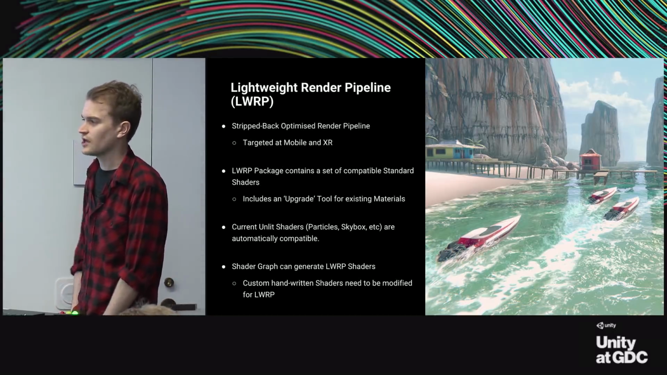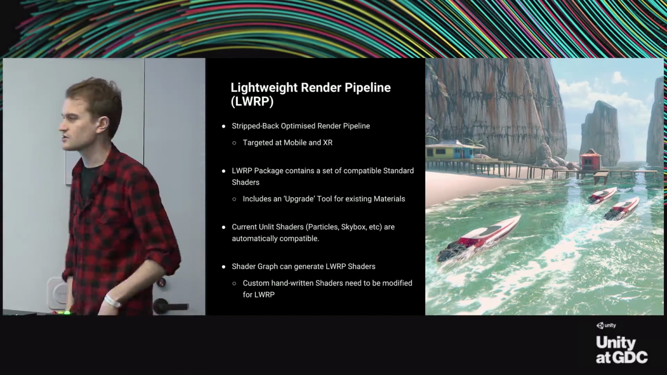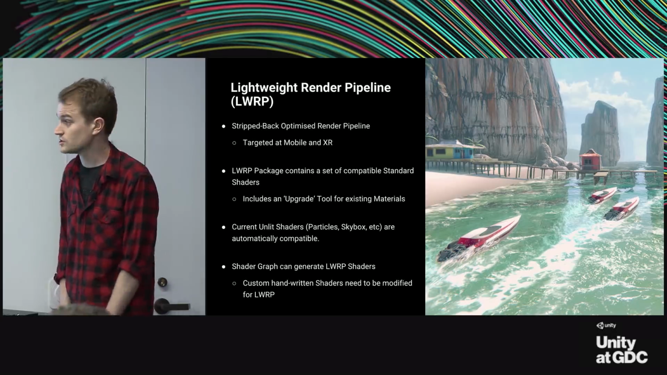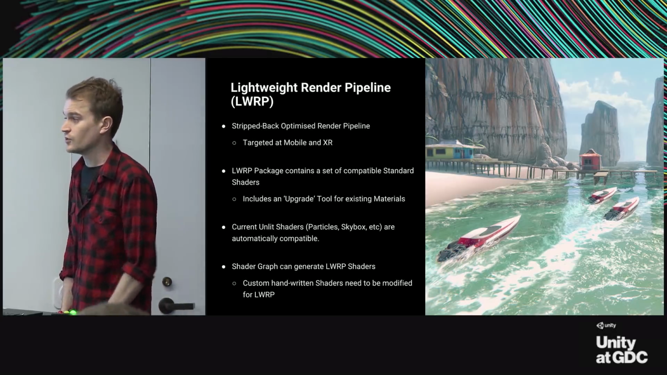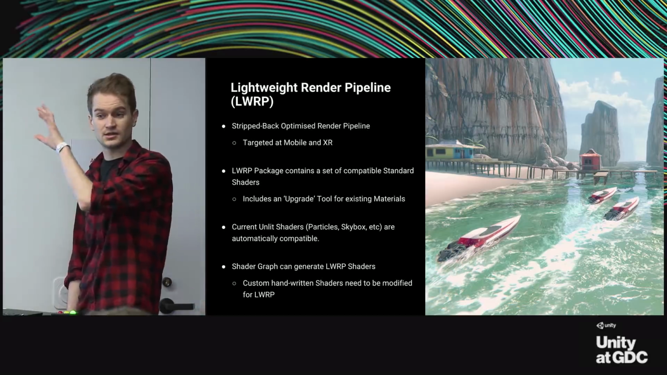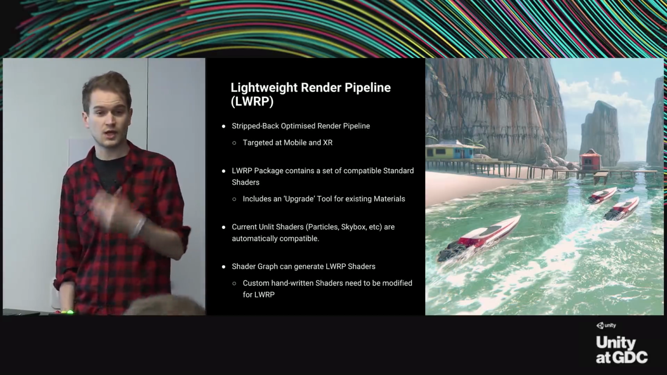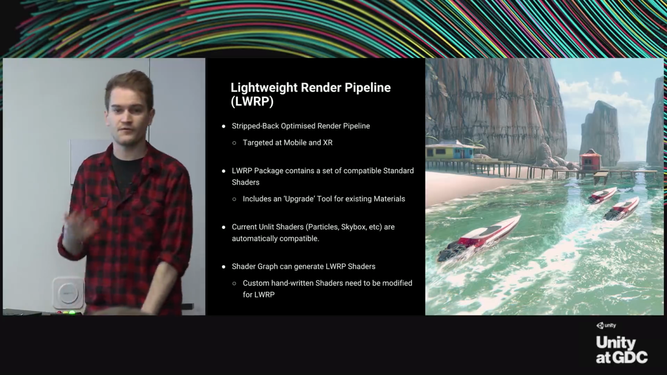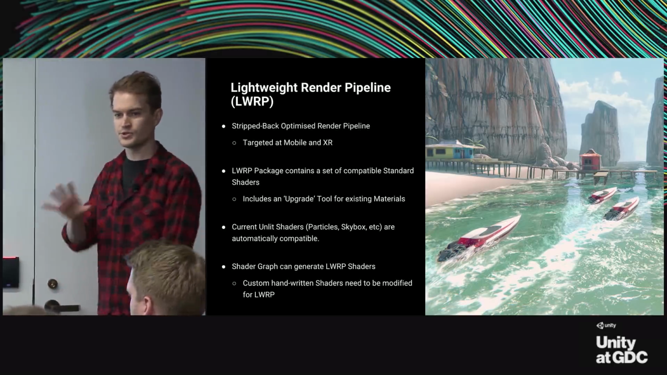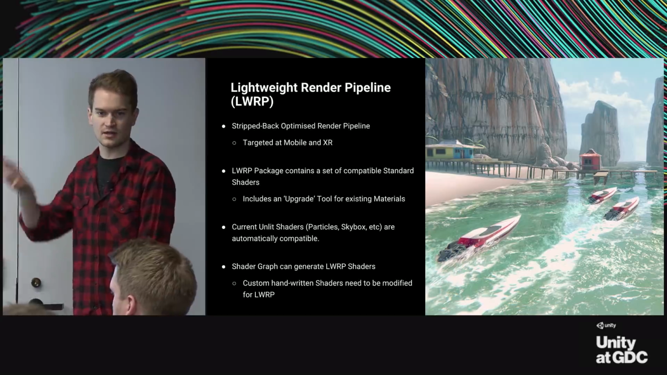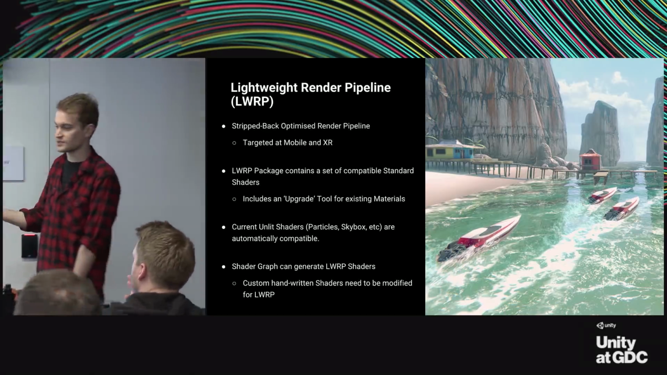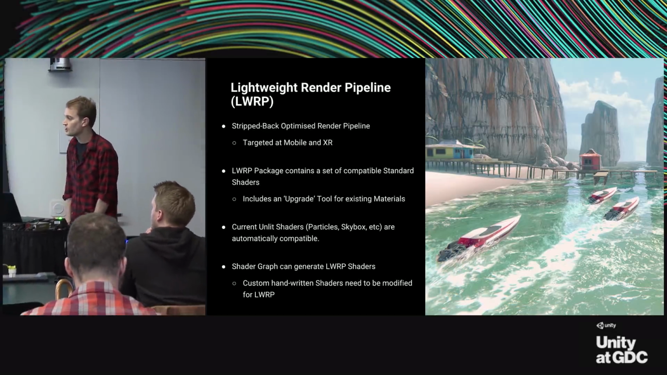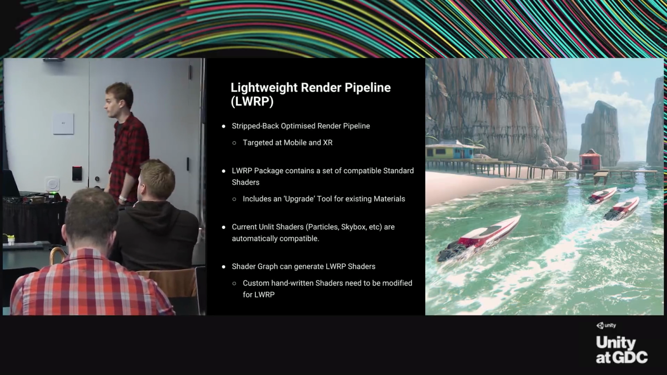Current unlit shaders like some particles and skybox are automatically compatible, which is very nice. And we're building a shader graph node-based system that can generate lightweight render pipeline shaders. This is going to be a huge benefit as people move over to render pipelines, because they'll be able to generate shaders from shader graph and then see what the code is that makes it compatible with the render pipelines, which is going to be very helpful.